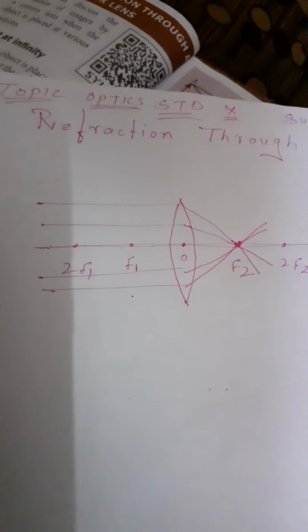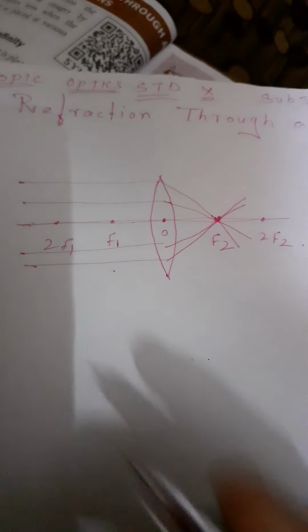The same way on the negative side, the bottom side of the principal axis. If the rays are parallel, after incident on the lens, it will converge through the focal point. This is your first case. When the object is at infinity, you will get an image at your focus point.